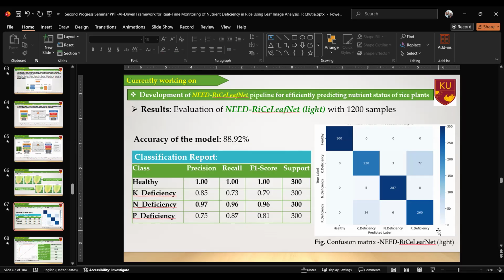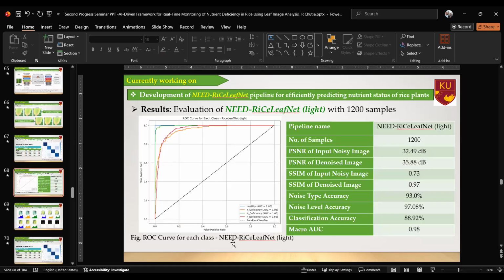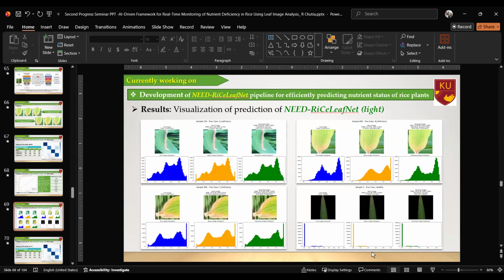And this is the confusion matrix, and this is the ROC curve for each class. And this is the final result for this NeedRiceLeafNet Light model. So this is the visualization.